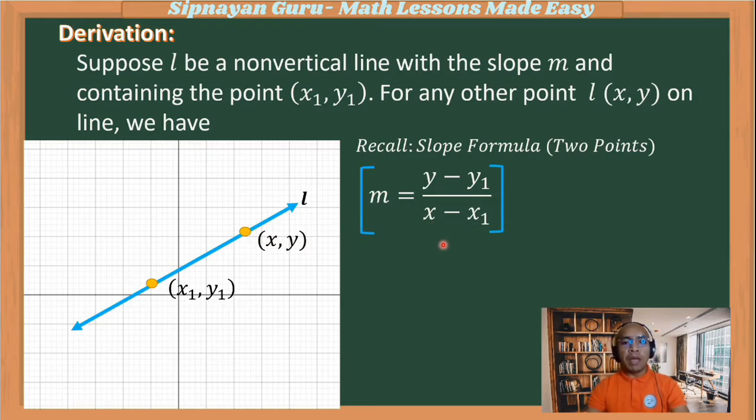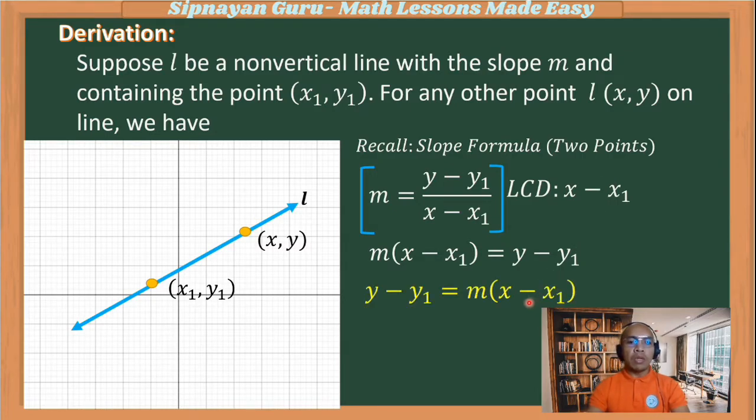By multiplying both sides of the equation by the LCD to get rid of the denominator, our LCD is x minus x sub 1. So this will become m times x minus x sub 1, and this is equal to y minus y sub 1. If this expression is multiplied to these terms, the denominator will be cancelled out. Or you can rewrite this by the symmetric property of equality.